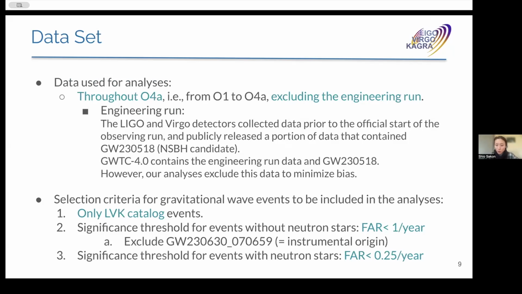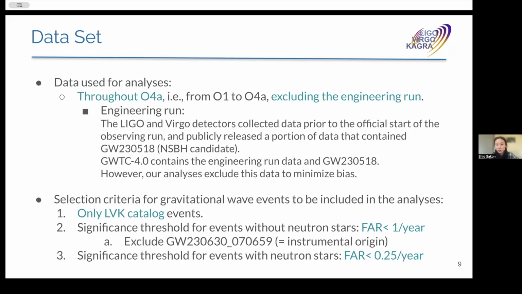For GWTC4, there was an NSBH candidate that was detected during this engineering run before the start of O4A. GWTC4 itself does contain this engineering run data as well as this NSBH event. However, for the analyses used for this population inference, we decided not to include this engineering run data as well as this event to minimize bias.